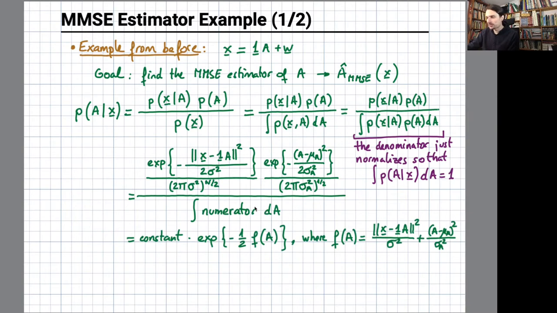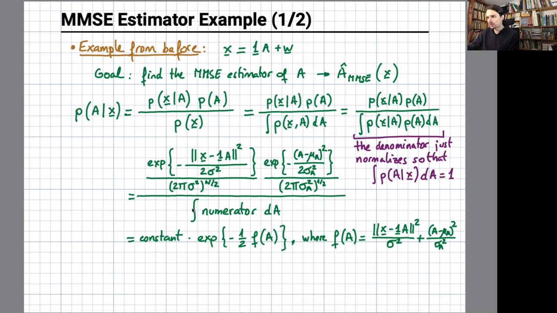Now one can just absorb these constants here into a single constant, right? And express this in this way, okay, where f of a is given by this expression, right? So remember that the product of exponentials is the exponential of the sum, right? And absorbing these constants into a single one is a typical technique that we use in Bayesian estimation just to simplify our expressions.